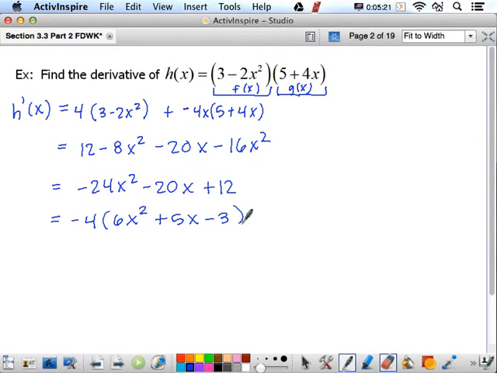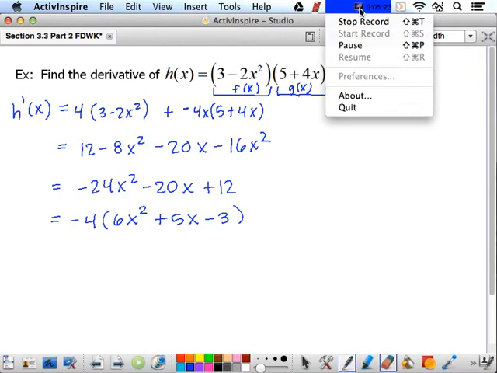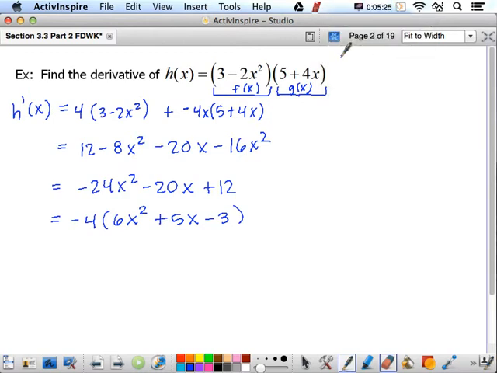Here, we'll pause and we'll double check. I don't think it does. It doesn't. So we double checked and that's as far as it goes. So that is working the problem using the product rule.